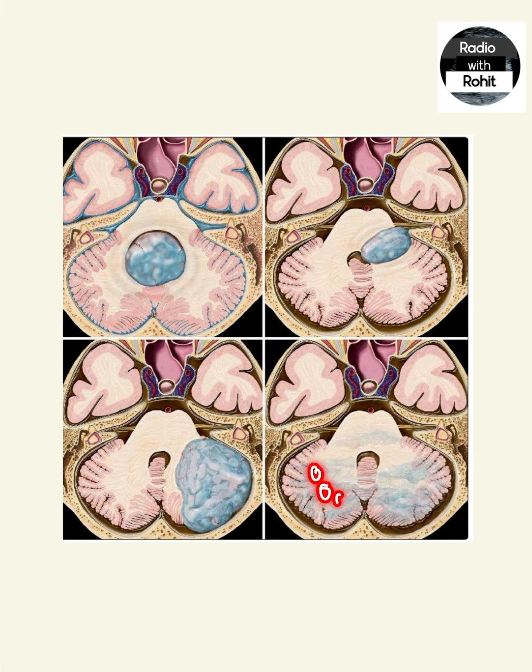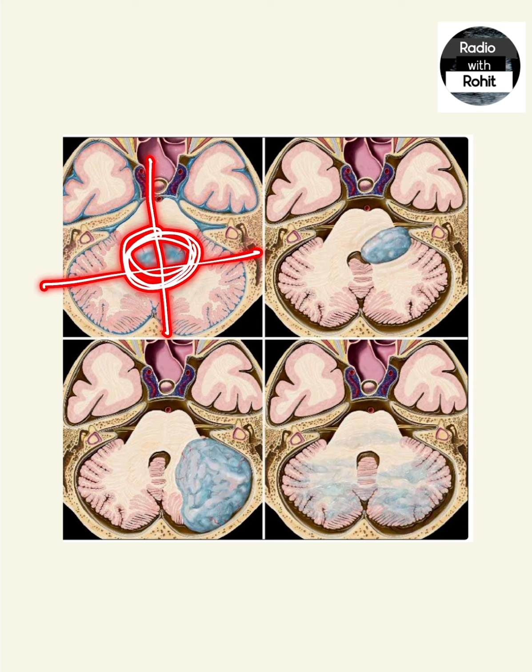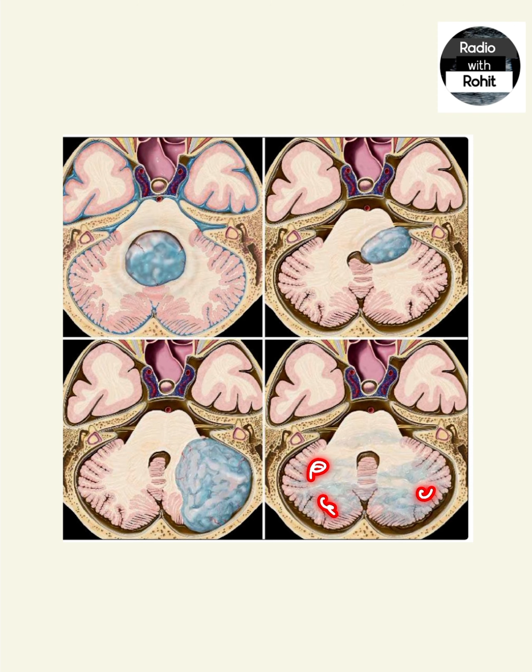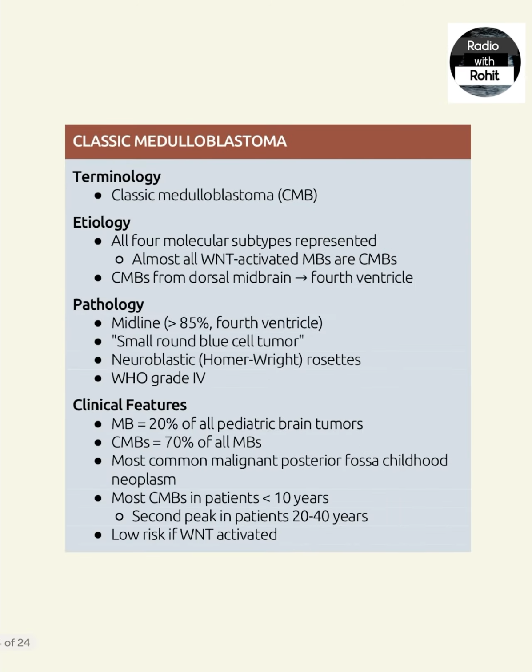Here we can see that medulloblastoma is infiltratively present in the cerebellum. So medulloblastoma has a variety of presentations, but 85% are present in the midline of the fourth ventricle. It could present laterally or as a diffuse or infiltrative type. So far we have read that classical medulloblastoma includes all four molecular subtypes, I repeat, WNT, SHH, non-WNT, non-SHH, but almost all WNT activated medulloblastoma are classical medulloblastoma.